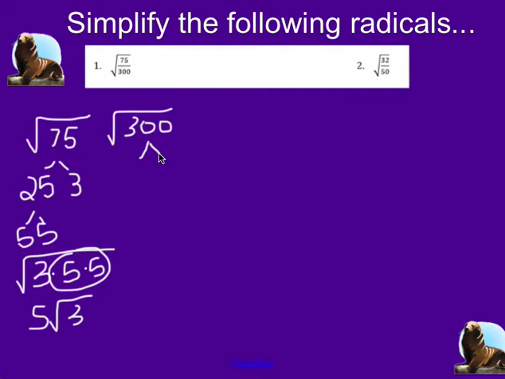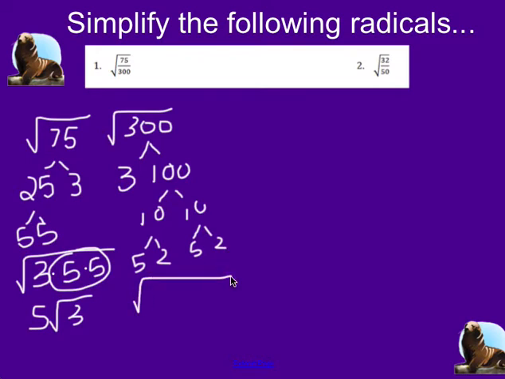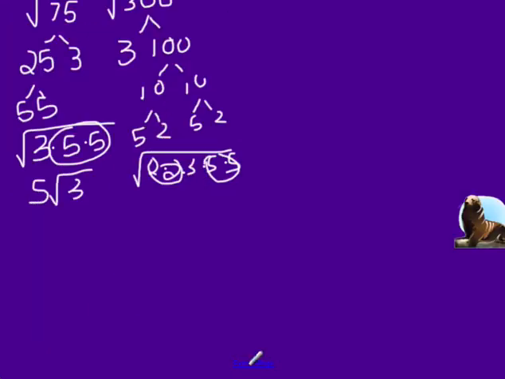Then we're going to take 300. And 300 I'm going to break down to 3 and 100. Remember, there's a couple of different ways you can do this. Then 100 I'm going to break down to 10 and 10. The 10 I'm going to break down to 5 and 2, and 5 and 2. So let's write what we have left underneath our radical. We're going to have 2 2's, 1 3, and 2 5's. So we're going to take out a pair of 2's and a pair of 5's. When I take those out, I'm going to multiply those on the outside and leave what's left underneath the radical. So then I have 10 square root of 3.